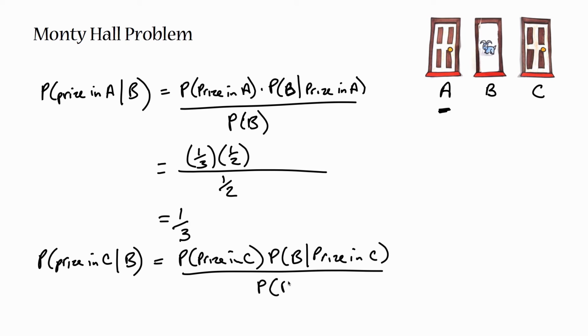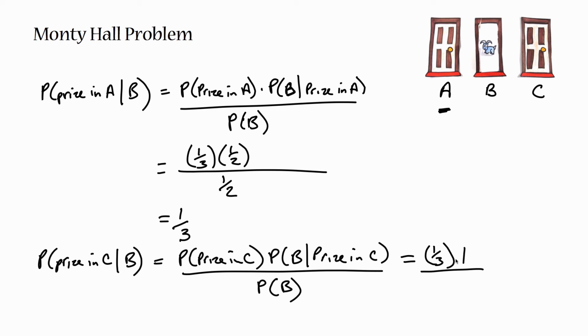Divided by the probability that he opens B. So in this scenario, remember, you chose A in the beginning, which means the probability of the prize being under C is still unconditionally 1/3. But now, what's the probability of Monty opening B if we know the prize is in C? Well, if I've chosen A, and we know that the prize is over here, Monty has to open B, and he'll open B 100% of the time if the prize is underneath C.